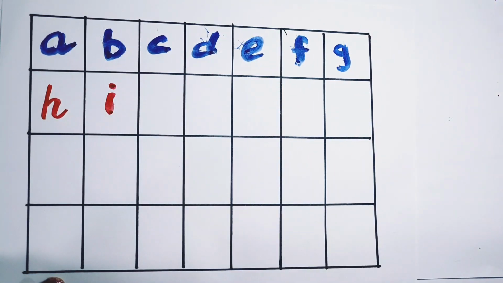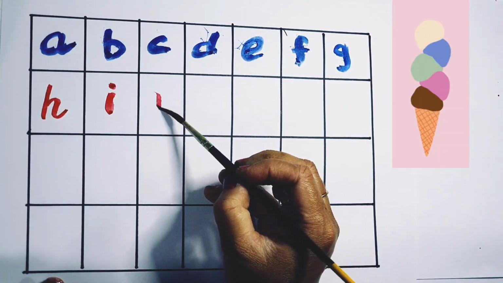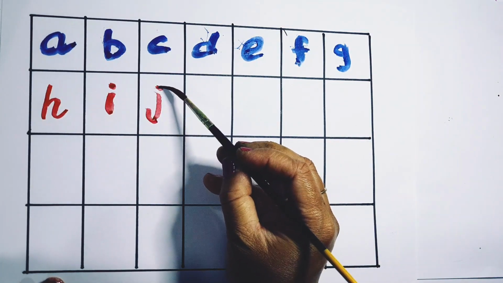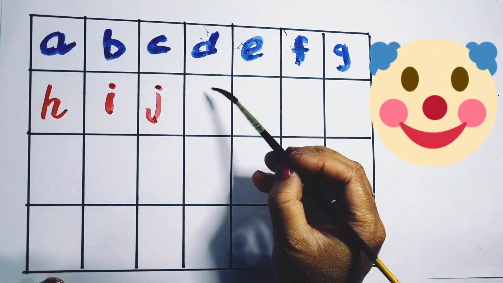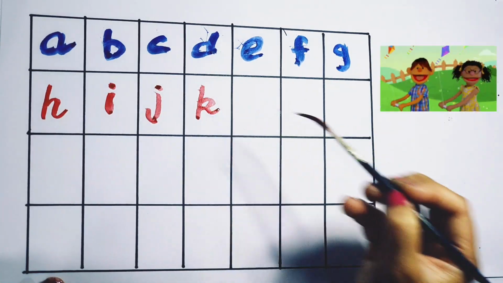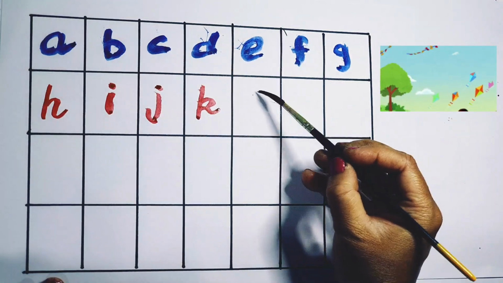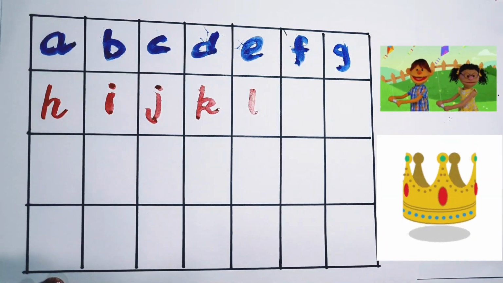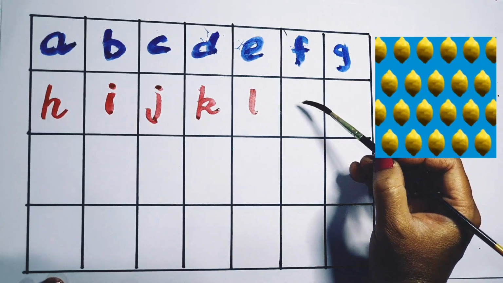I for ice cream. I for ink pot. J. J for joker. J for jug. K. K for kite. K for king. L. L for lemon. L for lime.